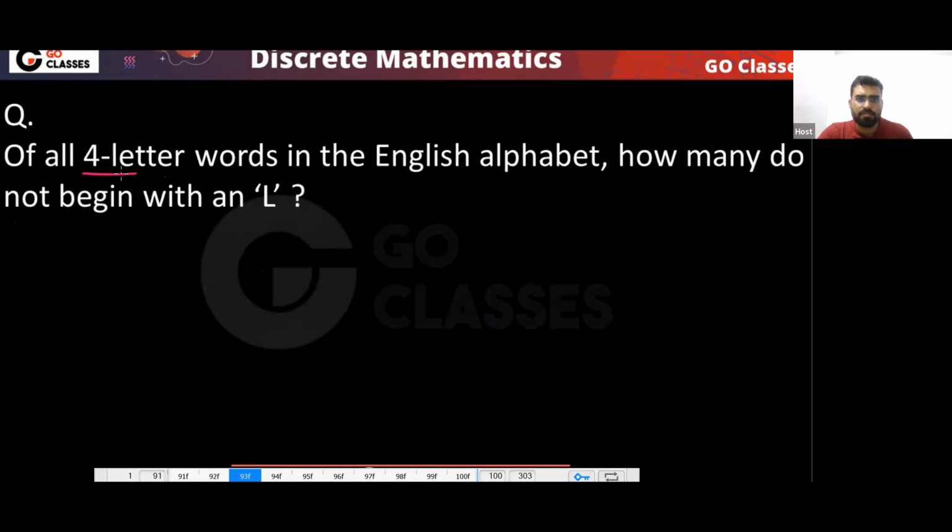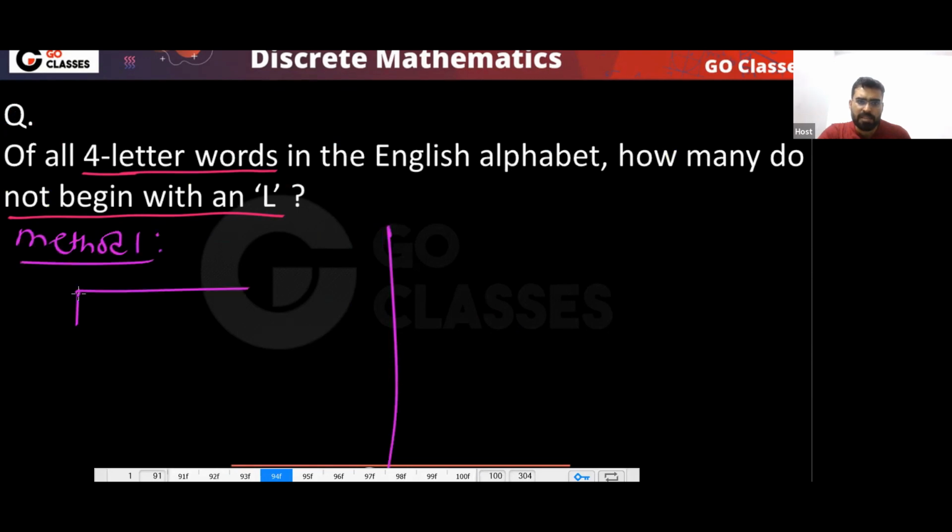What is the answer for this question? 4-letter words in the English alphabet. How many do not begin with L? For this question, you can apply 2 methods. What is method 1? Method 1 is very simple. Basically, you want 4-letter words that do not begin with L. So for the first position, how many choices?